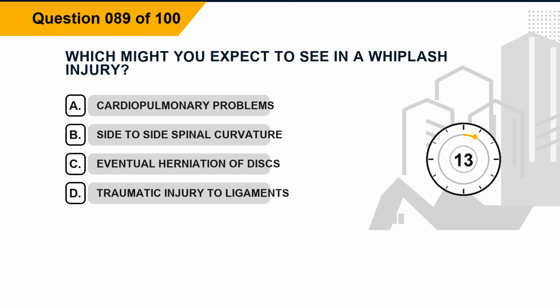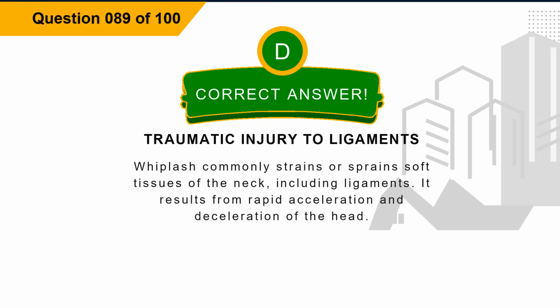Question 89. Which might you expect to see in a whiplash injury? Option A, cardiopulmonary problems. Option B, side-to-side spinal curvature. Option C, eventual herniation of discs. Option D, traumatic injury to ligaments. The correct answer is option D, traumatic injury to ligaments. Explanation. Whiplash commonly strains or sprains soft tissues of the neck, including ligaments. It results from rapid acceleration and deceleration of the head.